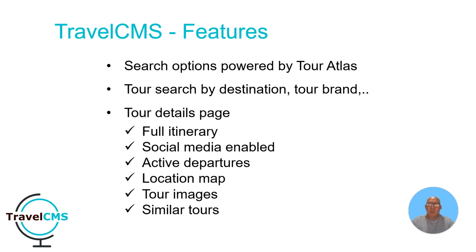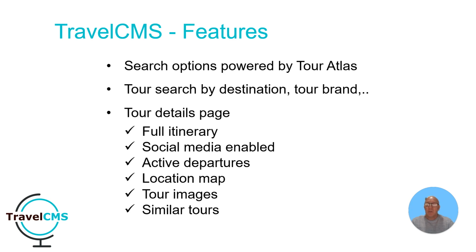It has lots of options on how your consumers can search for tours. They can search by destination, by brand, by type, age range, pricing, and the information that's displayed to them is a summary of tours and full itinerary information. So they see exactly what the supplier is showing on their sites, the same pricing, same departures, but without any of the supplier links. We see active departures, so only the things that can be purchased.